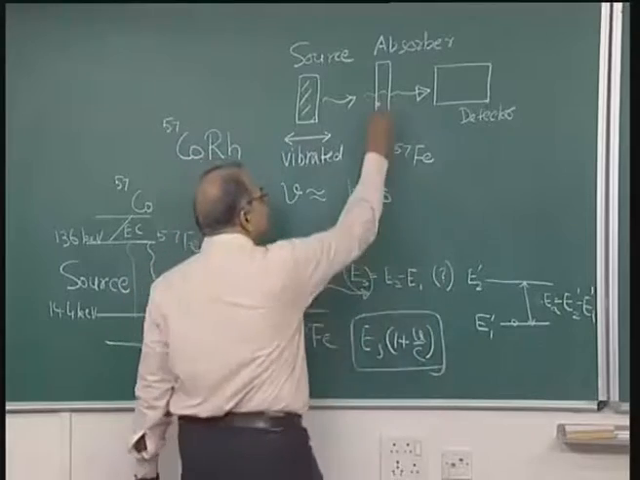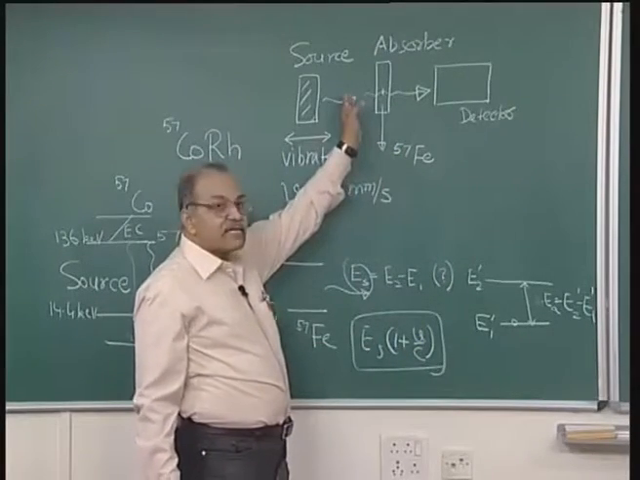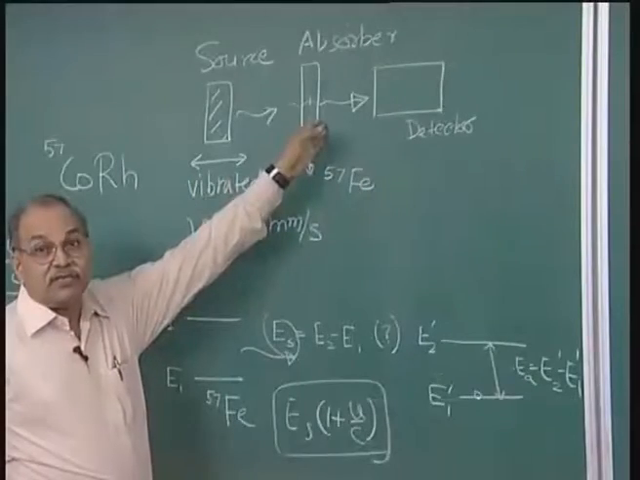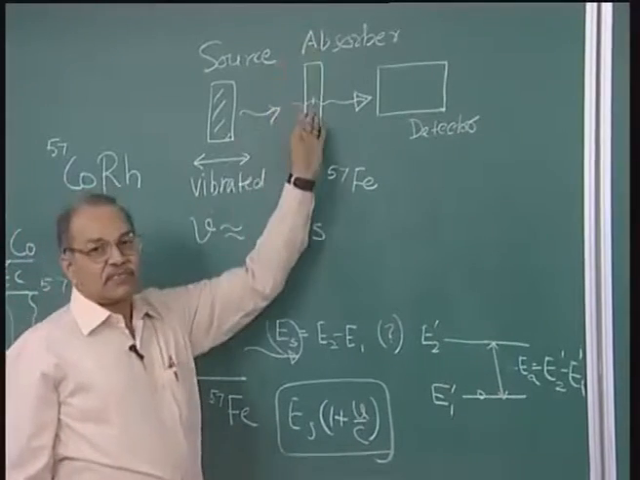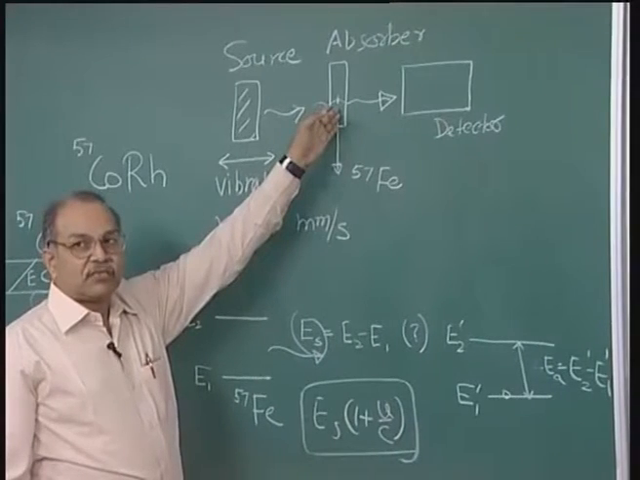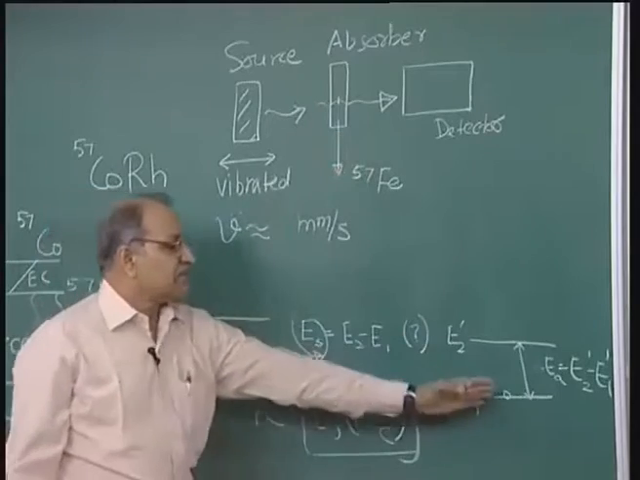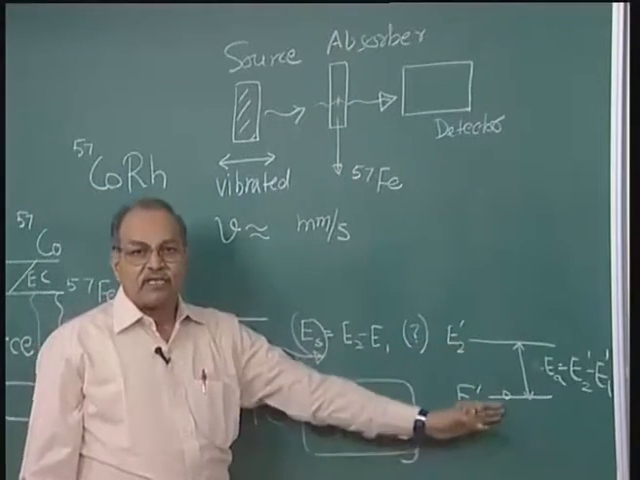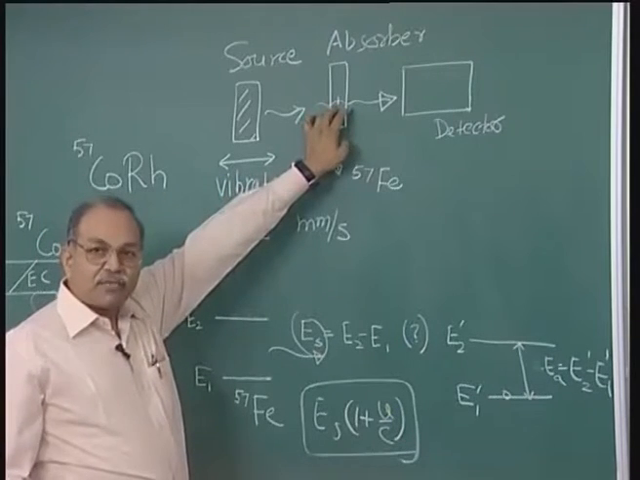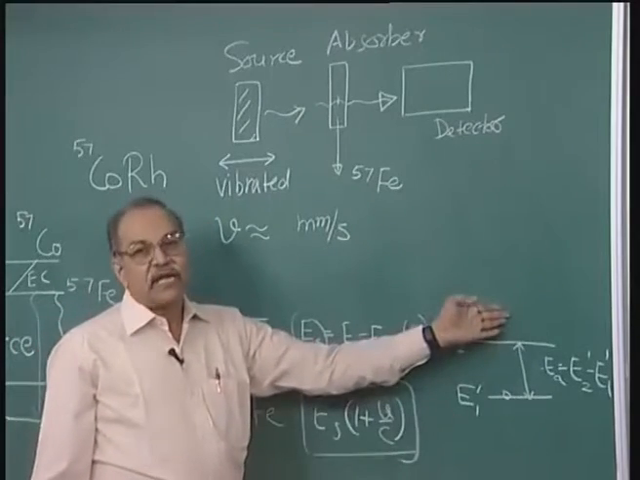So, then there will be a larger probability of this gamma ray getting absorbed in this solid. That is why it is called absorber. If the energy of this gamma ray which is coming to this solid is equal to the energy difference which is here, and this iron 57 here is sitting in the ground state, there will be a large probability of absorbing this gamma ray and going to the higher state.